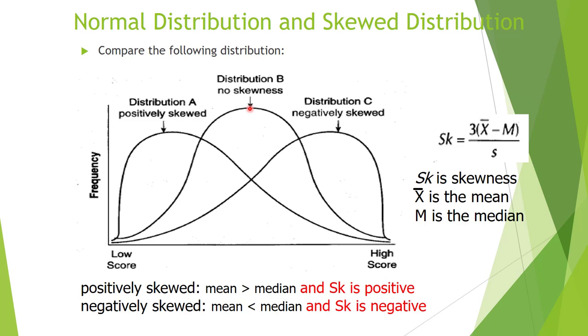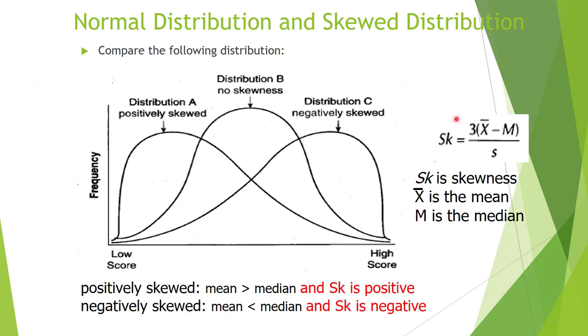So you understand skewness is a measure to tell you whether a distribution is normally distributed or not. If the skewness does not equal 0, that means what? That distribution is skewed. If a distribution has a skewness of 0, that distribution is normally distributed. It's symmetrical. Okay.